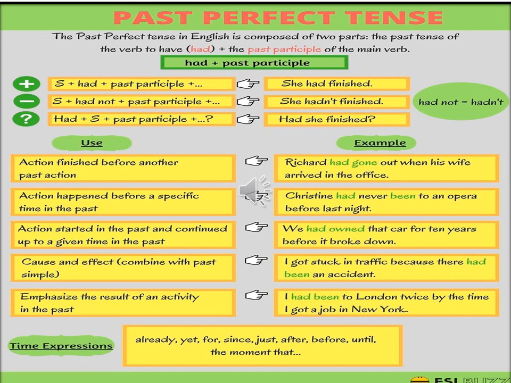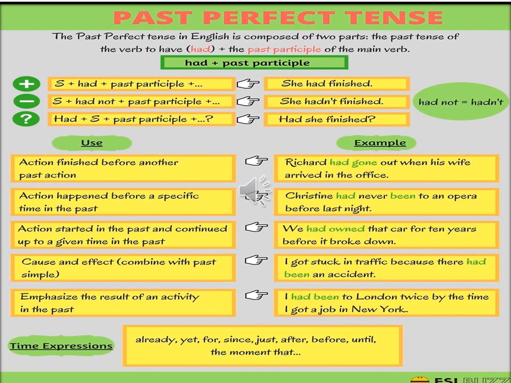Last but not the least, past perfect tense emphasizes the result of an activity in the past. For example, I had been to London twice by the time I got a job in New York. Now let us see the structure of past perfect tense.